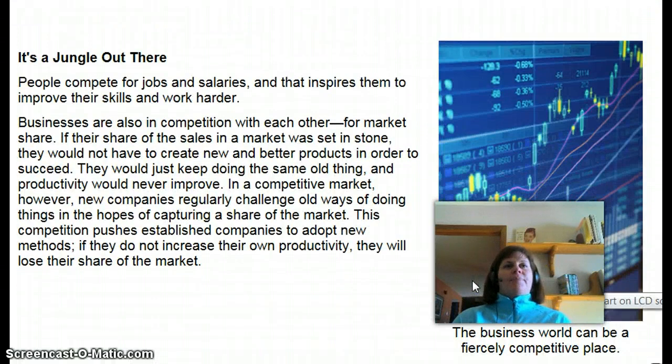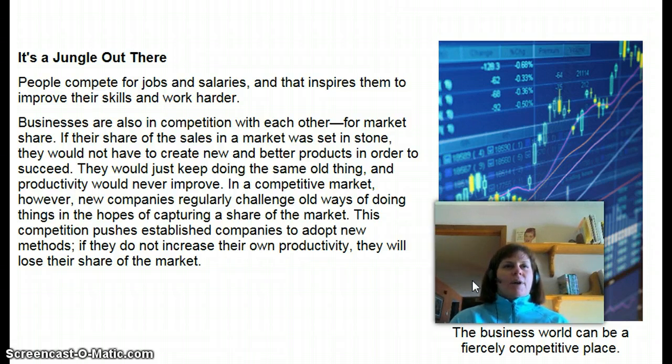It's a jungle out there. People compete for jobs and salaries, and that inspires them to improve their skills and work harder. Businesses are also in competition with each other for market share. If their share of the sales in a market was set in stone, they would not have to create new and better products in order to succeed. They would just keep doing the same old thing and productivity would never improve.